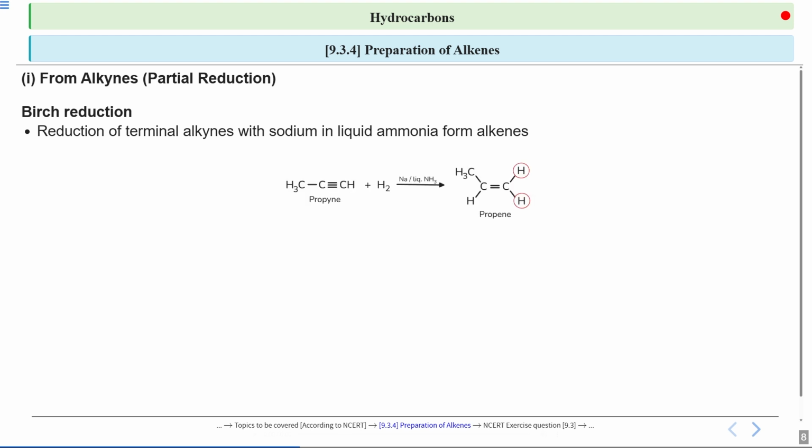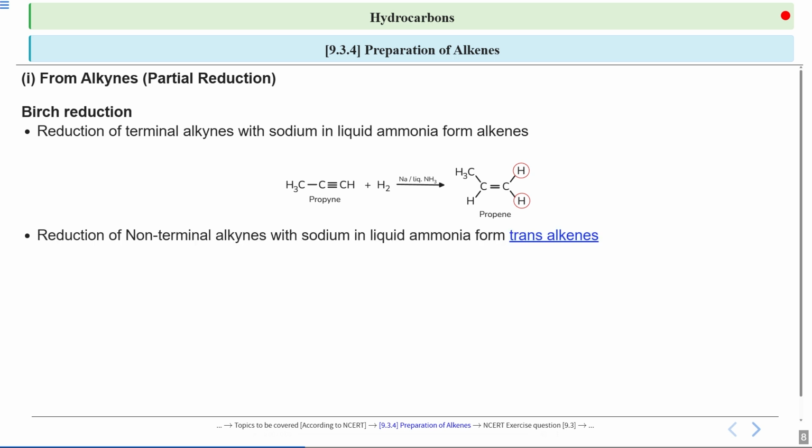So this is your example. At this point, we have an image that visually represents the Birch reduction. So we have taken propyne and the propyne is converted to propene. Again, here also we don't have to worry about the cis or trans configuration because the given alkyne is a terminal one. Now suppose you take the Birch reduction and try to impose it on non-terminal alkynes.